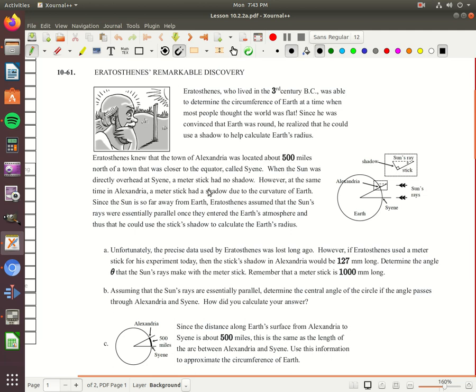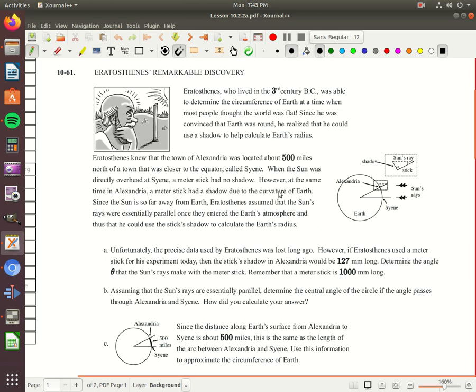When the sun was directly overhead at Syene, a meter stick had no shadow. So he's got a meter stick standing up here and a meter stick standing up here. And you can see what's going on is the sun's rays are coming in parallel. That's important. Parallel. And there's no shadow here, but there is a shadow here. So he was able to determine that wouldn't make sense if the Earth was flat. They would both have no shadows. So he set about doing some math to prove how big Earth was, which is kind of crazy if you think about it. So pretty brilliant what he did.